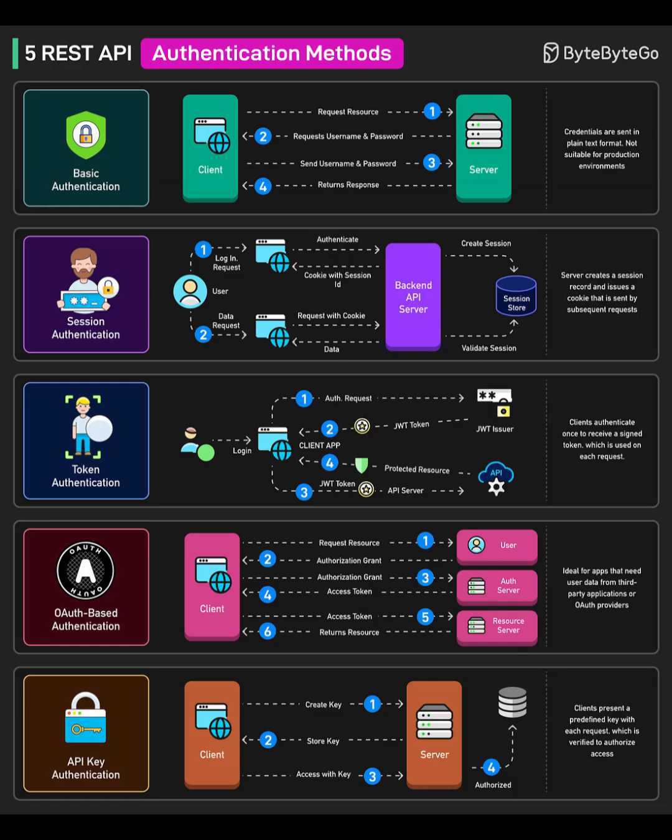Basic authentication. At the top of the graphic, you can see basic authentication. The client requests a resource, the server responds asking for a username and password, and the client sends those credentials, usually in the HTTP authorization header, often encoded, but not encrypted.